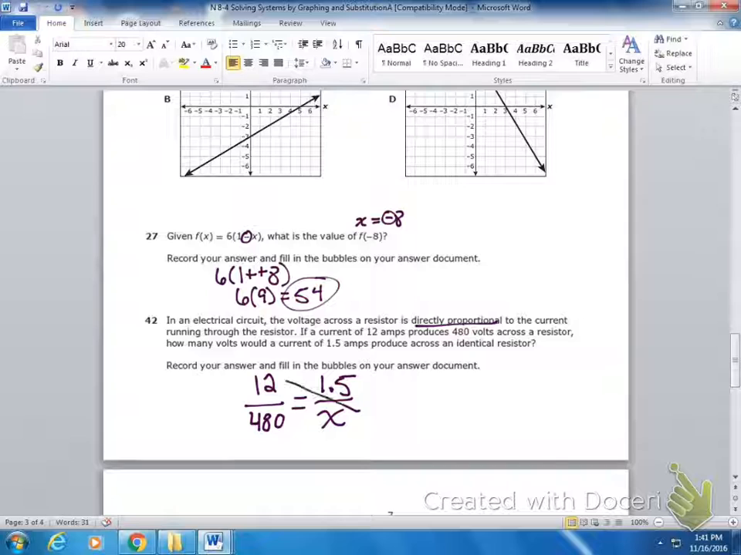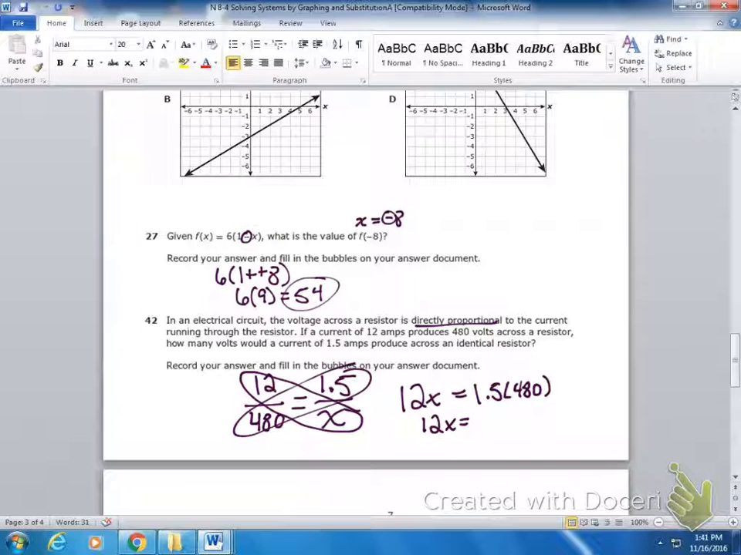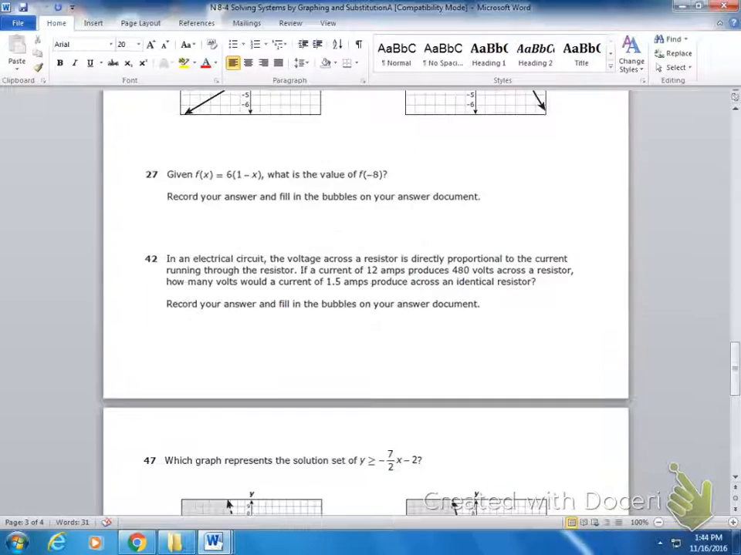So I can do cross multiplication here. I have to do 12 times x, which is 12x, and that equals 1.5 times 480. I'm going to write that one out. So that means 12x equals, and I got that to be 720. I divide both sides by 12, and I got that x equaled 60. Now, that seems like a really confusing question, but the only words that matter, directly proportional. 12 for a 480, 1.5 for I don't know. Set up your cross multiplication. Let's get those right. We're almost done here.